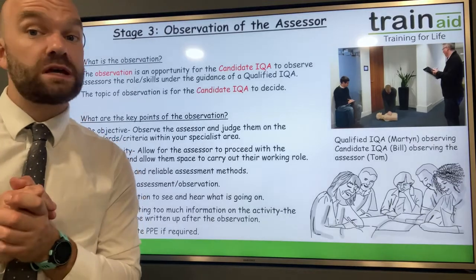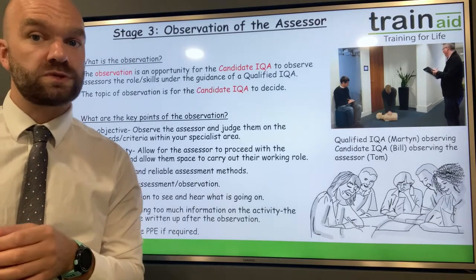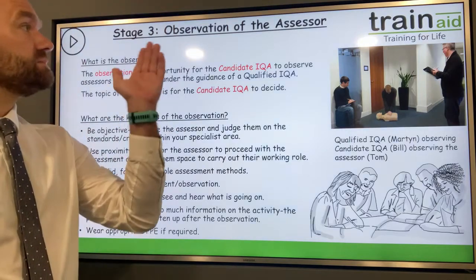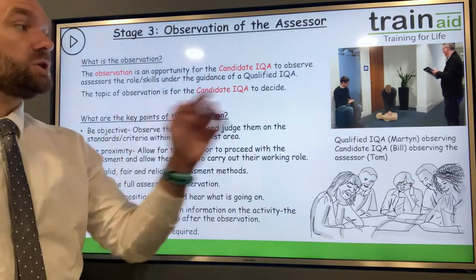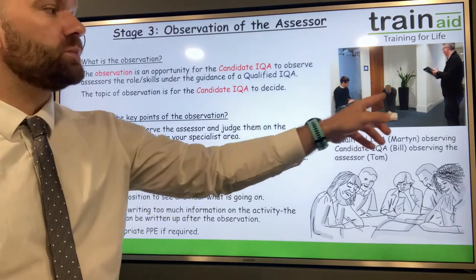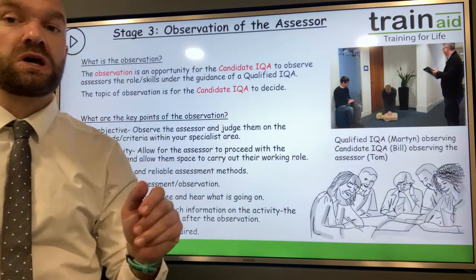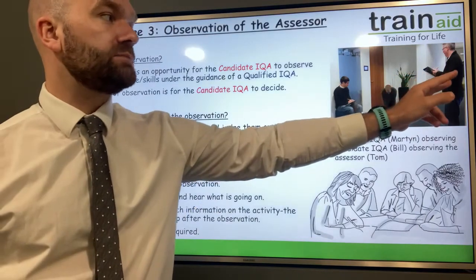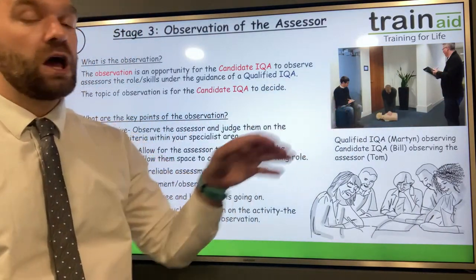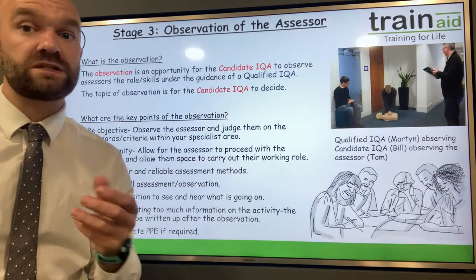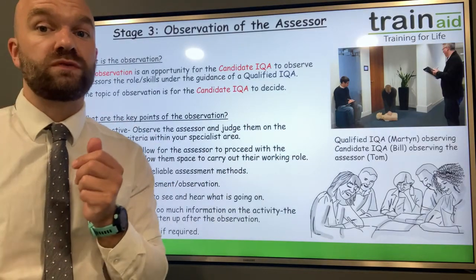We are on to stage 3 now of the IQA observation. Stage 3 is simply the observation of the assessor. So this is where you, the candidate IQA, will be observing the assessor. And as we can see in the picture, we have Martin, the qualified IQA, who is observing Billy, okay, to make sure that he's objective throughout the observation.